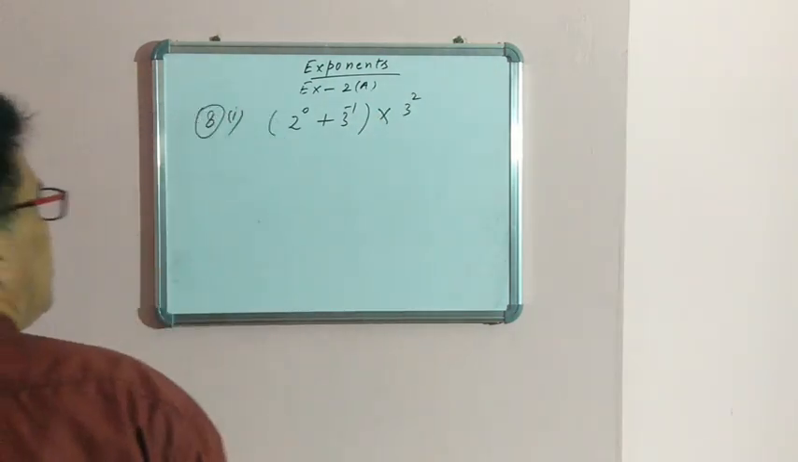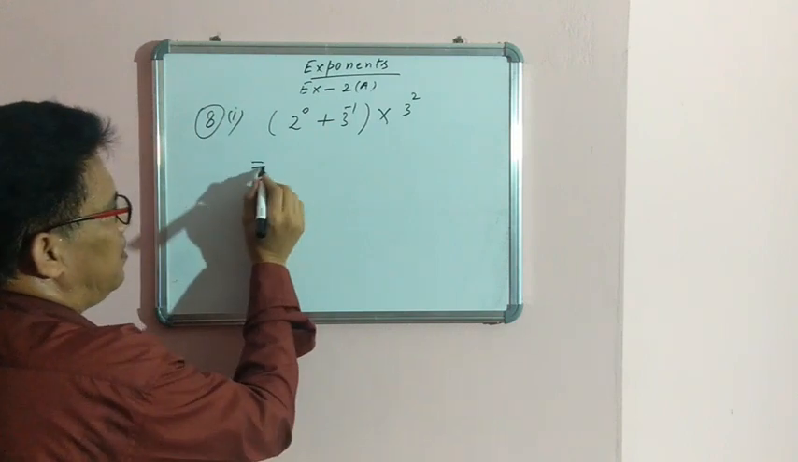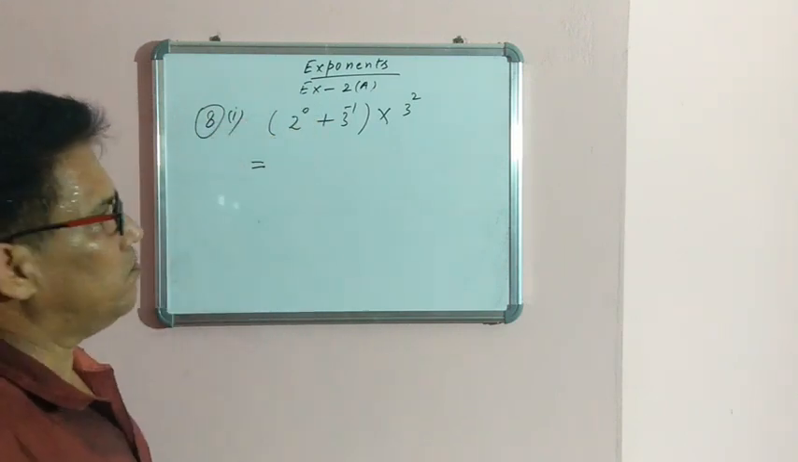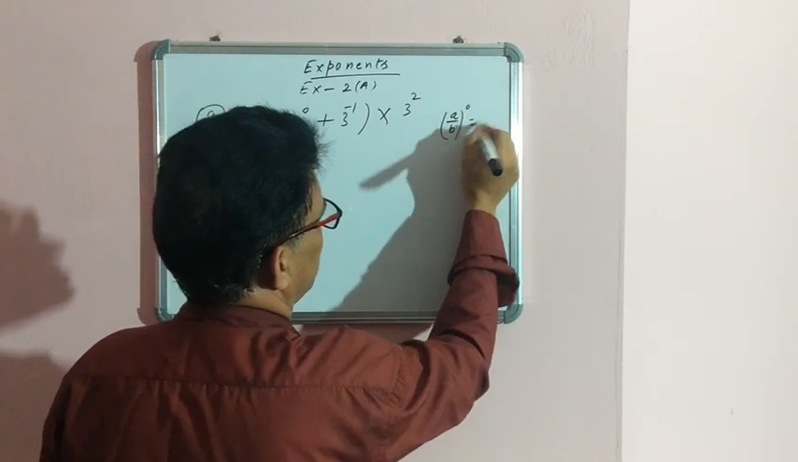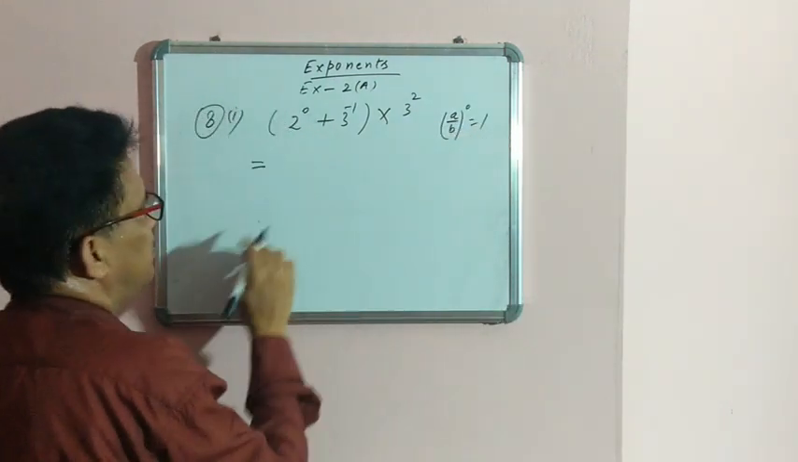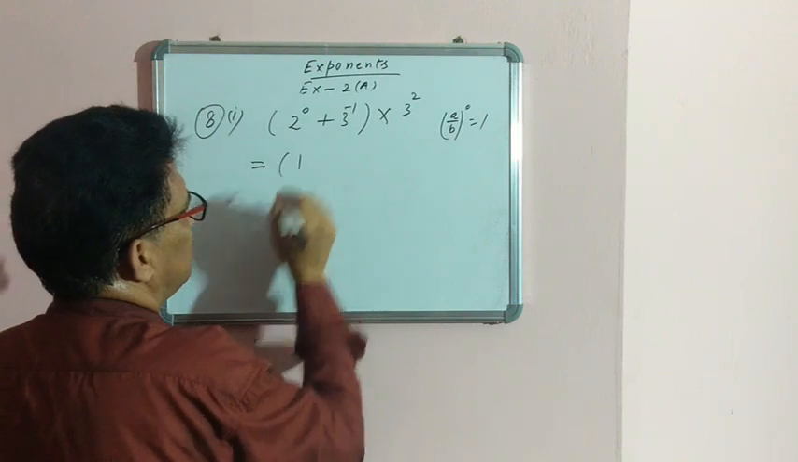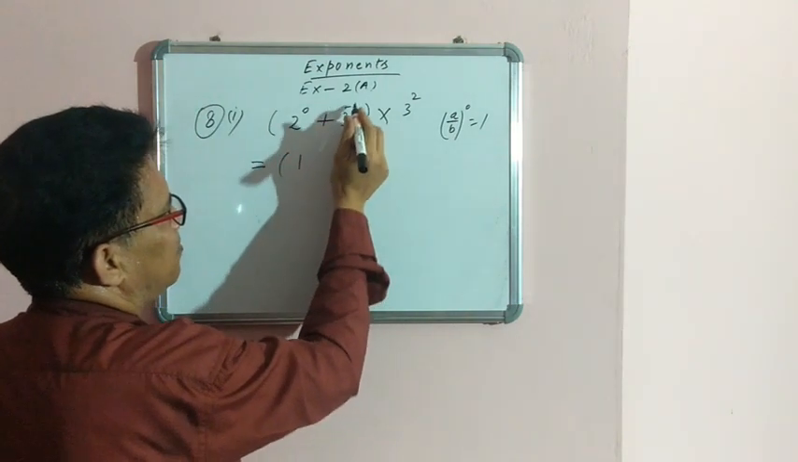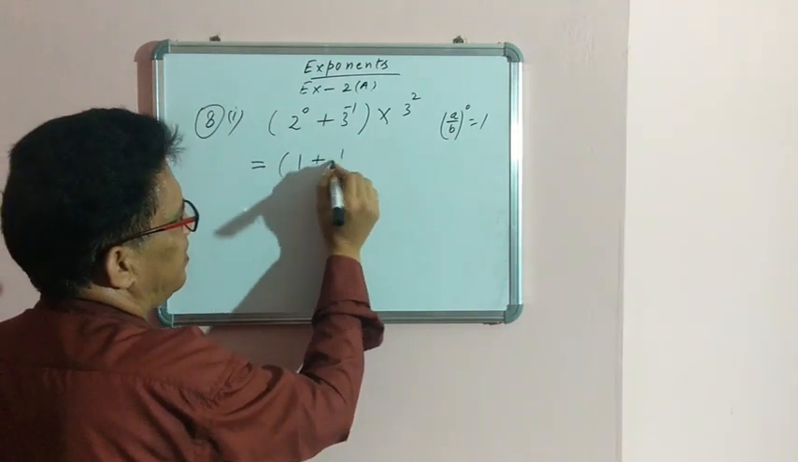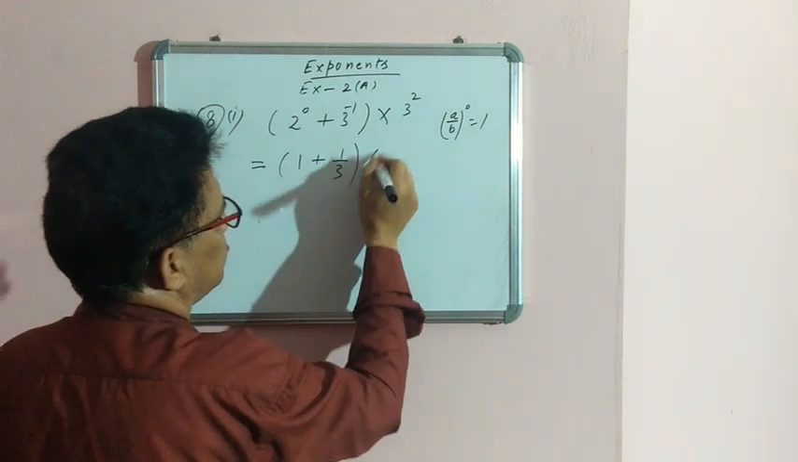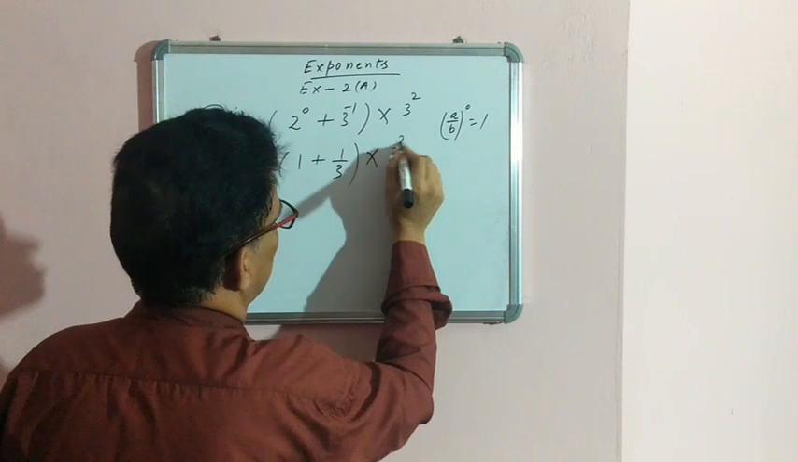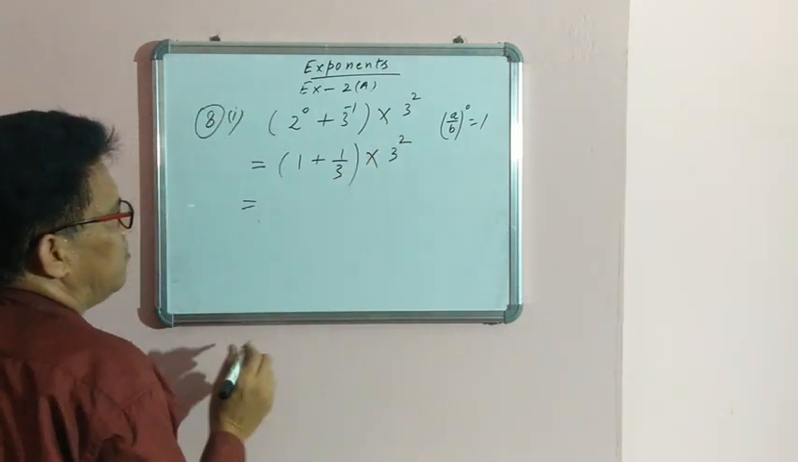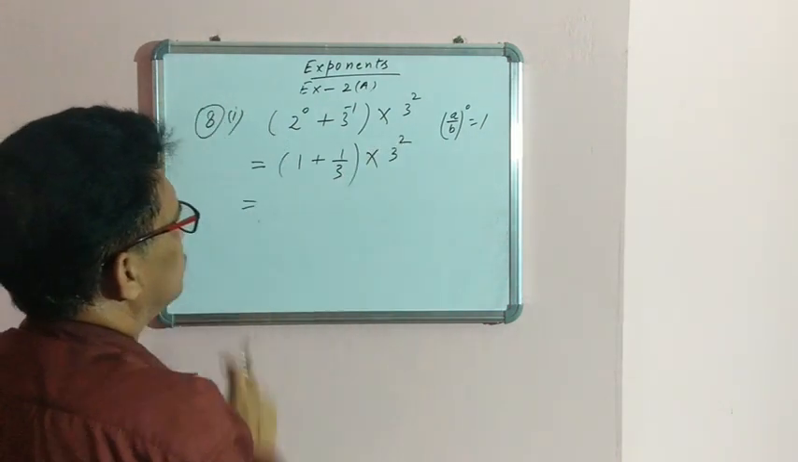So a by b power 0 for any rational number, a by b power 0, that equal to 1. So we will write here 1. So this is 3 power minus 1, we can write as 1 by 3, into 3 power 2 is there. So write down, don't solve it. So what you are getting here, you will add this one.